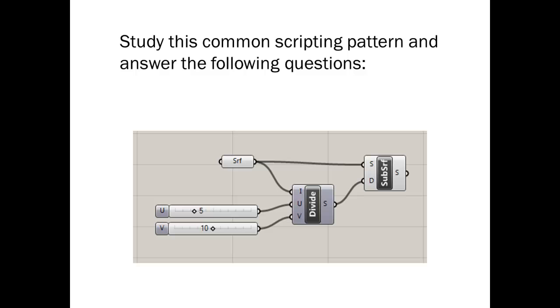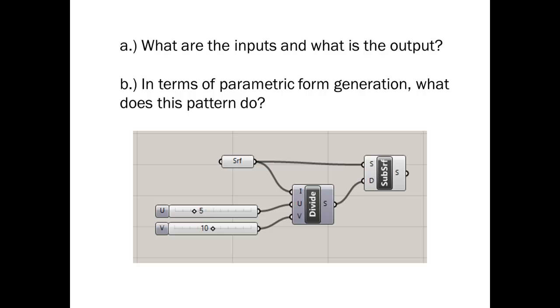Okay, what are the inputs and what is the output? Pretty easy question. The surface is an input, so a reference surface, and then the other inputs are numbers, U and V. And what's the output? The divided surface, right, is the output. So pretty easy. In terms of parametric form generation, we talked about that.